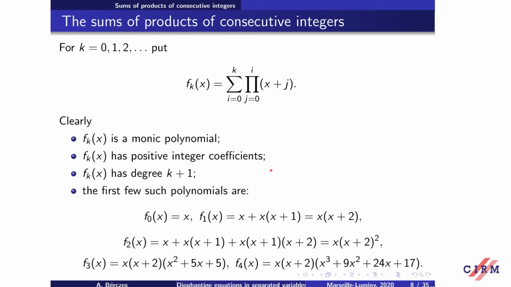So in principle, what is clear from the definition is that fk of x is clearly a monic polynomial. Then it has positive integer coefficients. Its degree is k plus 1. And as we see, it is also visible from this that 0 and minus 2 will always be roots of this polynomial.